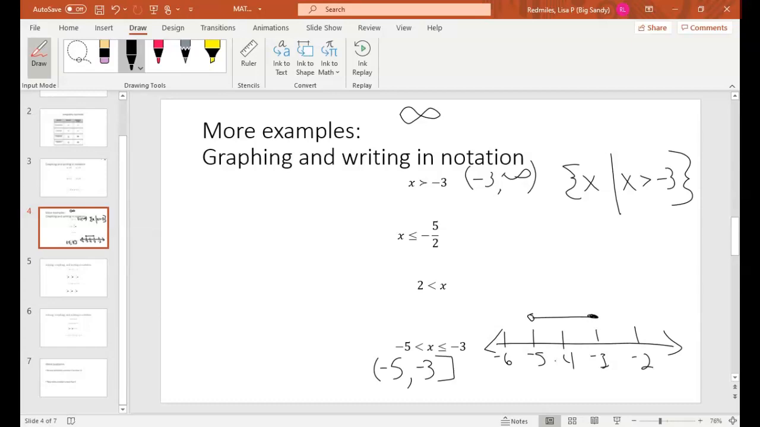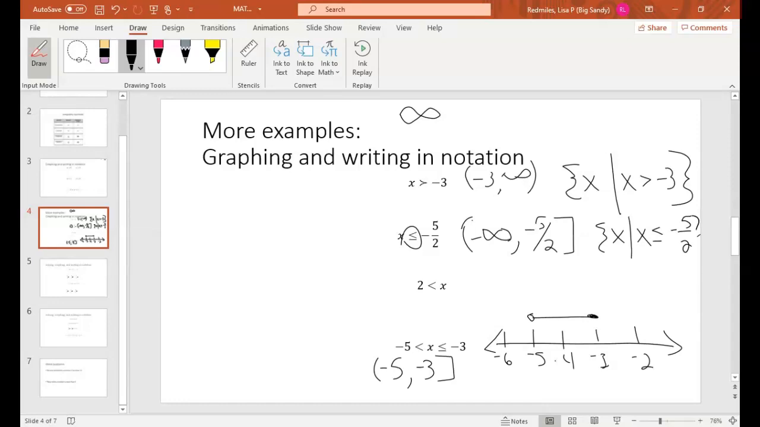Next one, we know we're going from -infinity, which never equals -infinity, so that's just a parenthesis, comma, -5/2, and you could put -2.5, and then a bracket, because it can equal that. And then again, set builder notation: the set of all x's such that x is less than or equal to -5/2.